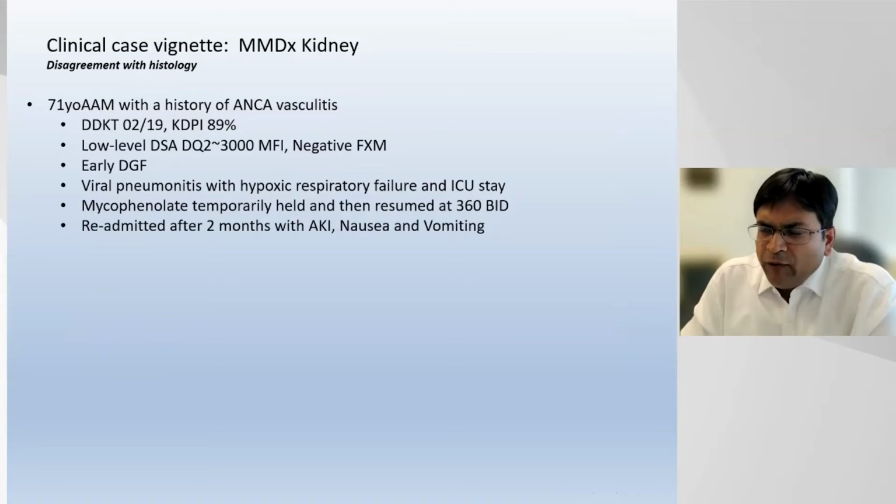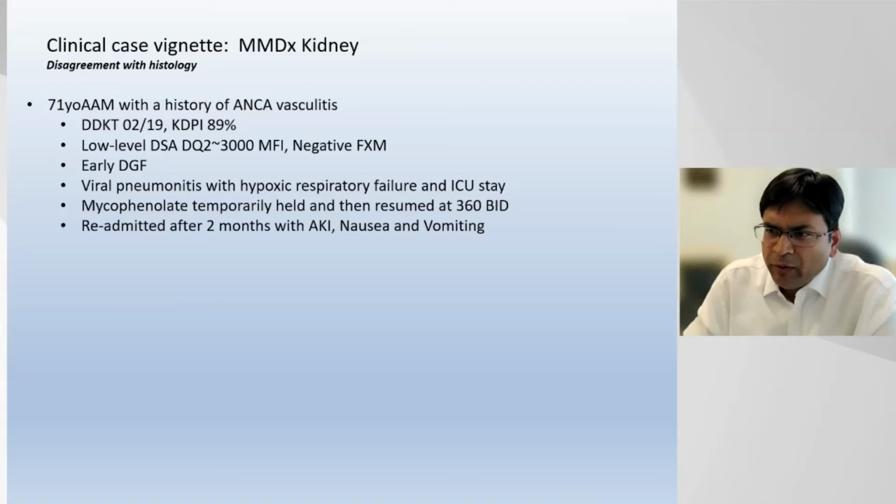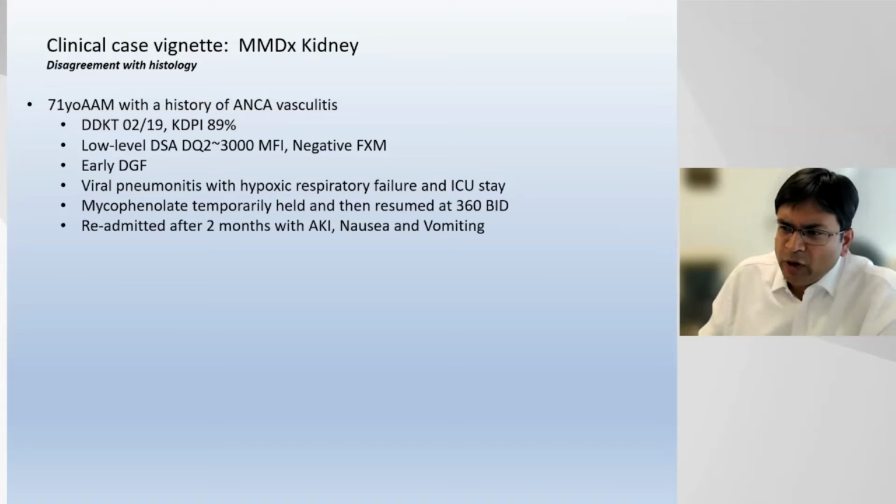So the last vignette for this presentation was a 71-year-old man who got a kidney transplant in 2019. He did have some low-level donor-specific antibody. He had some early delayed graft function from which he recovered, but then he had viral pneumonitis, which required an ICU stay. In that setting, his immunosuppression was temporarily held and then resumed at a low dose. He gets admitted at around the 2-month mark with acute kidney injury. He also had some GI symptoms.